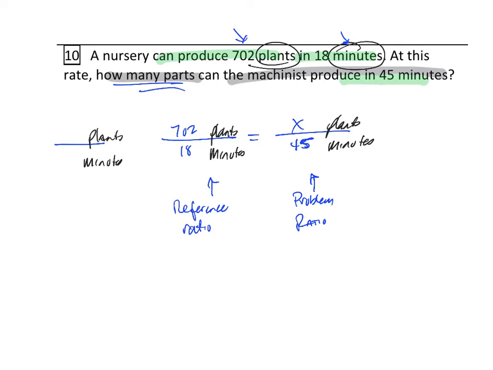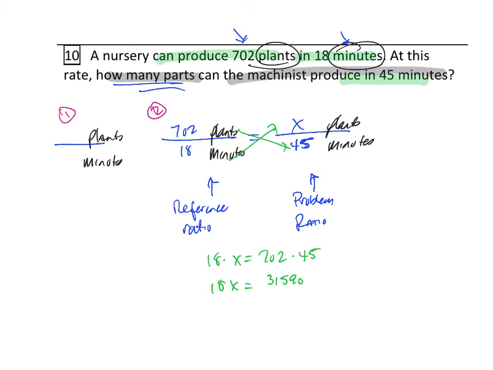So the first thing we did was we wrote this out. Second thing we do, we put the parts in their place. The third thing we're going to do is the cross products. So we look and say, we're going to have 18 times X equals 702 times 45. So we're going to have 18X equals 31,590.